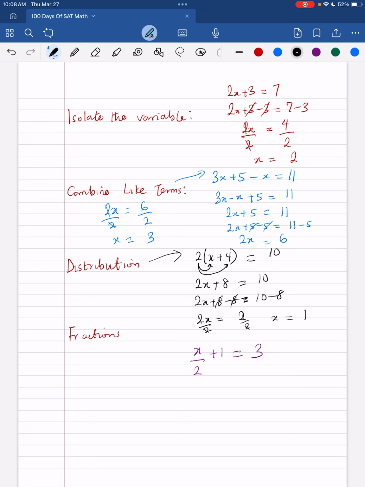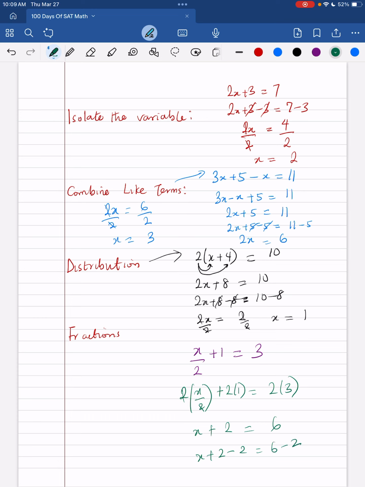Then, last but not least, in the strategy, if you have a fraction, what can you do? You can first multiply each number by the denominator of the fraction. So if you multiply through here by 2, we have 2 times x over 2 plus 2 times 1 equals 2 times 3. So this becomes x plus 2 equals 6. Then you can subtract 2 from both sides to undo the addition of 2. We have x equals 4.